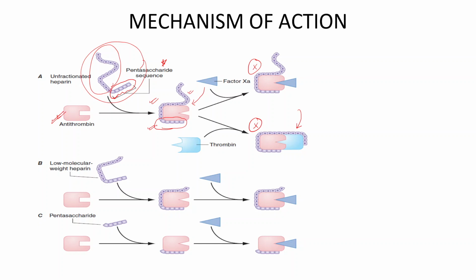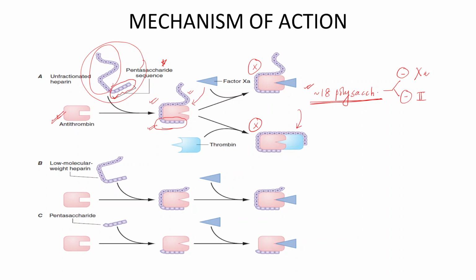Usually this unfractionated heparin has an 18 polysaccharide length, and these 18 polysaccharides are enough to inhibit both factor 10A and thrombin, or factor 2. This 18 polysaccharide molecule is present in unfractionated heparin.